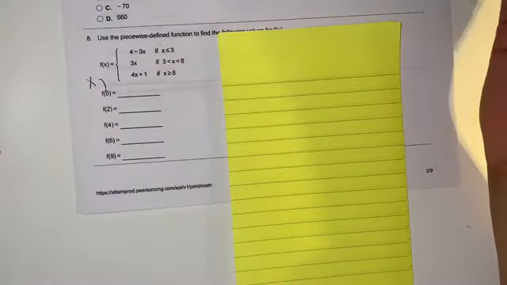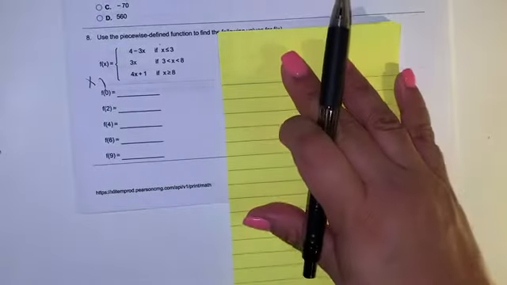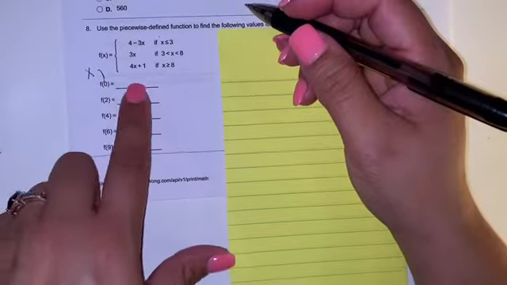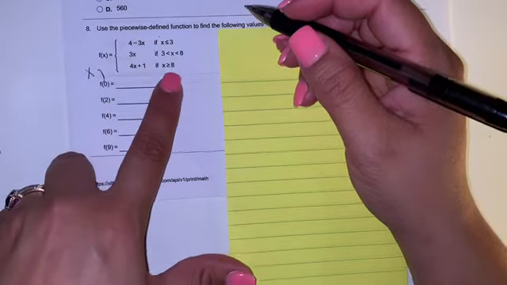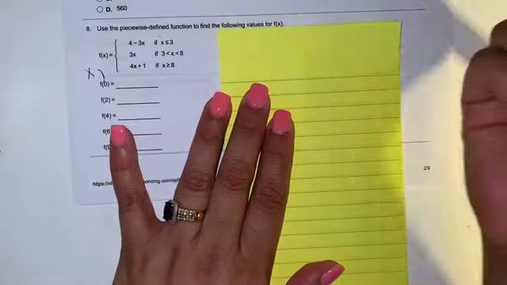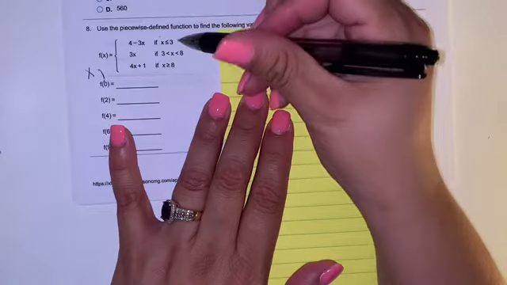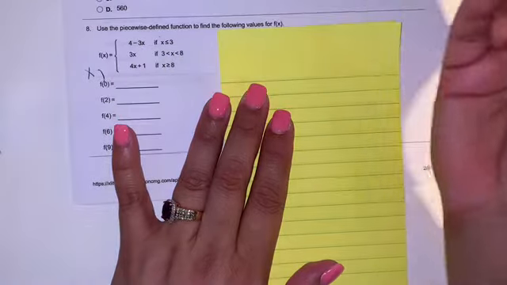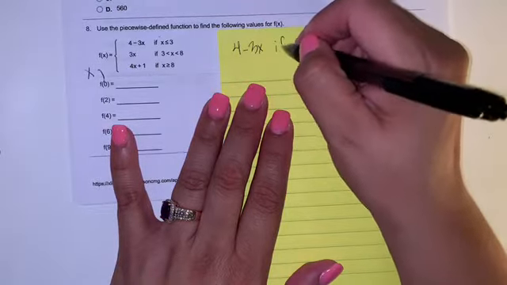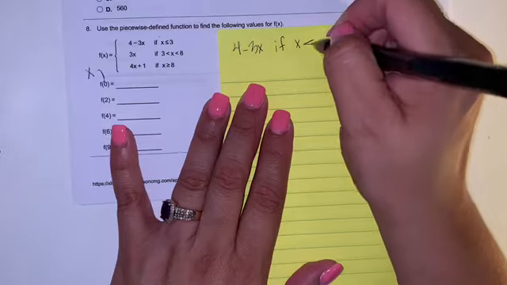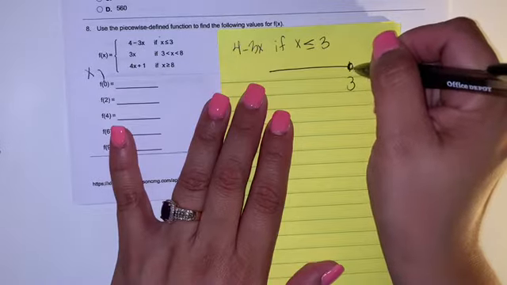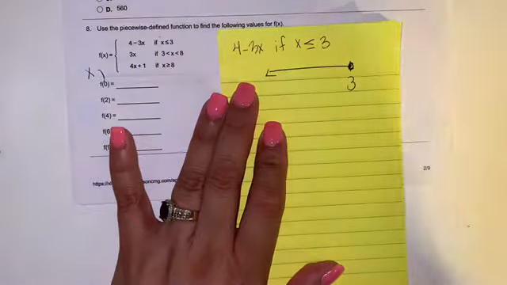Number 8 is use a piecewise defined function to find the following values of f of x. So f of x includes all these functions and each only exists in a certain interval. What I would do is draw a number line for the x value and where the function is defined. So for the first piece, it says if x is less than or equal to 3. That means on my number line, I have 3. 3 is included, and it's everything less than.